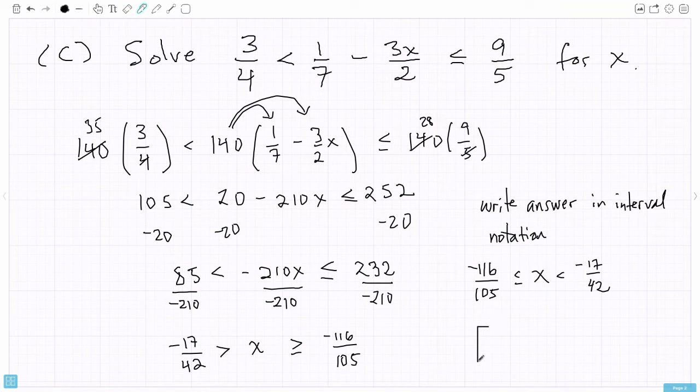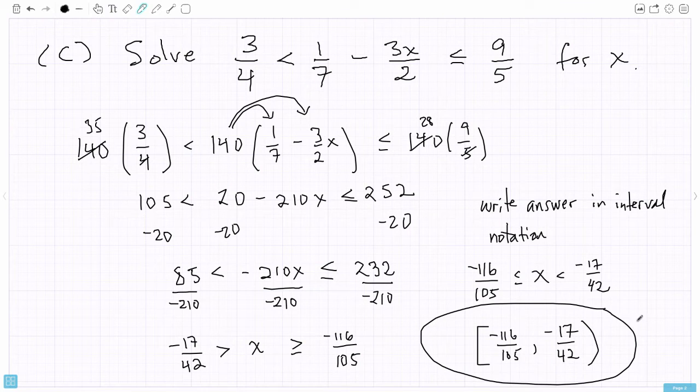I'm going to use a square bracket. That square bracket means to include the boundary. This is the lower boundary of an interval because we have x bigger than or equal to this number, but all the way up, but not equal to that number. So negative 116 over 105, all the way up to negative 17 over 42, but I'm not including that boundary value, so I use a parenthesis. And that's the answer in interval notation.